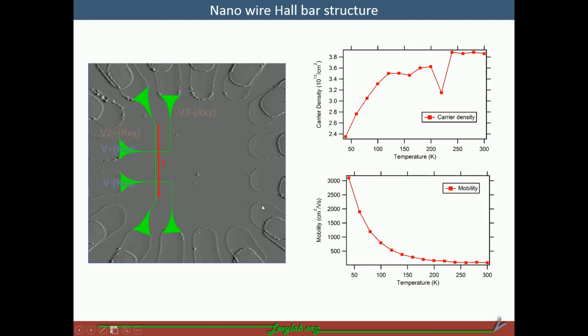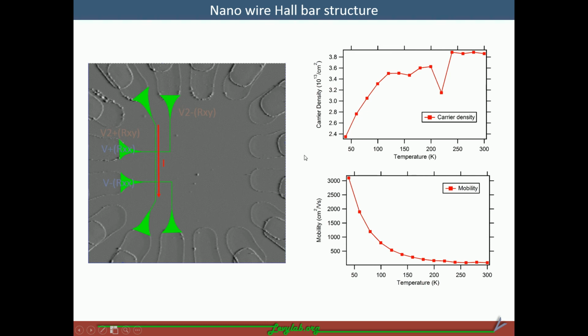So we do this kind of measurement in our nanowire structure too. We do Hall resistance measurement and also channel resistance measurement, and we can extract the mobility and the carrier density. The mobility actually goes from 200 at room temperature to 3,000 at 20 K. Because this sample is designed for temperature dependence measurements, the leads get bad below 20 K.